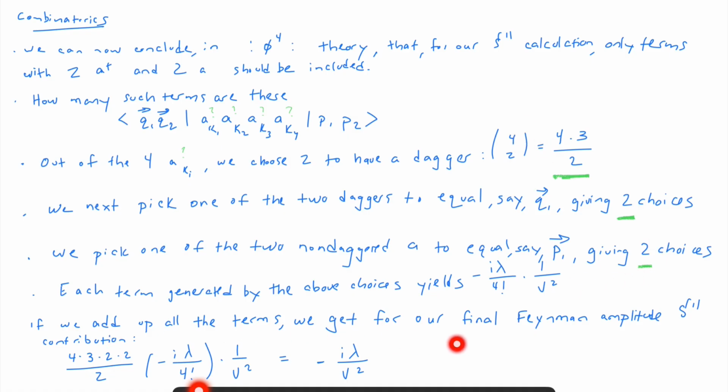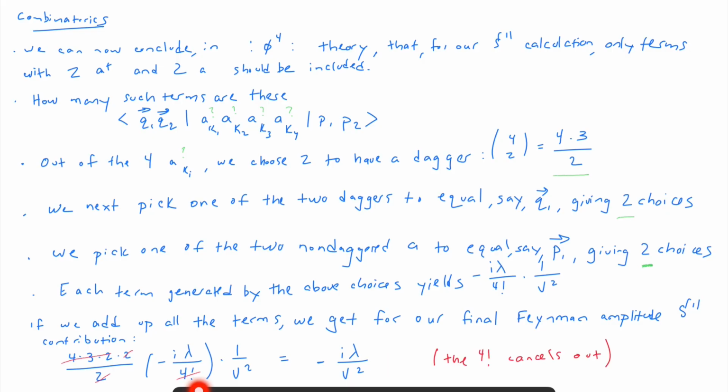So if we add up all the terms, we get our final Feynman amplitude S1 contribution. We have this many choices, 4 times 3 divided by 2, times this many choices times 2, times this many choices times 2. And then here's how much we get from each one of these calculations when we do it. We add them all together, so it's the total number of choices multiplied by the amplitude for each term. So the final amplitude will be this.